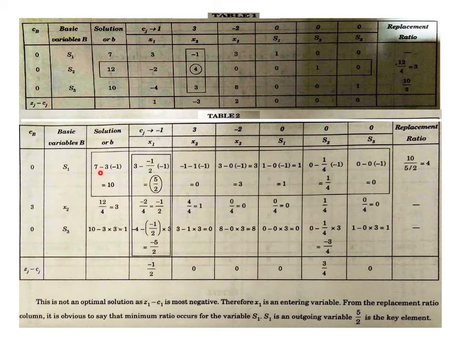And then from that you have to subtract, with the sign of negativity. You have to subtract what? You have to subtract all the products of that sub key element. 4 is the key element, and in the first row of table 1 we have minus 1 in that entering column. In that alignment, minus 1 can be considered a sub key element. So minus 1 is the sub key element, multiplied with the already arrived second row of the second table, that is minus 1 multiplied with 3, minus half, 1, 0, 0, 1 by 4 and 0.